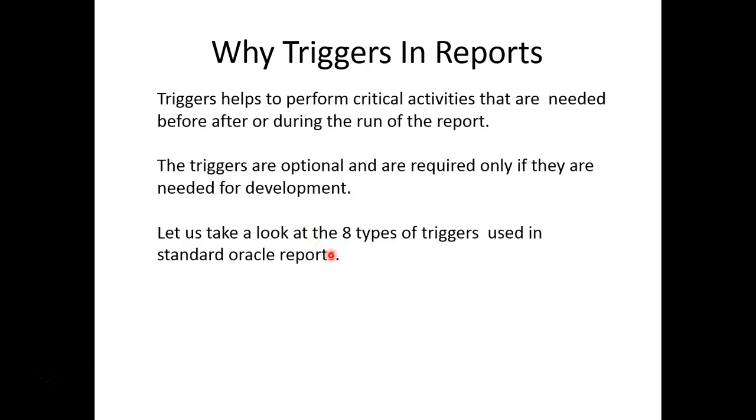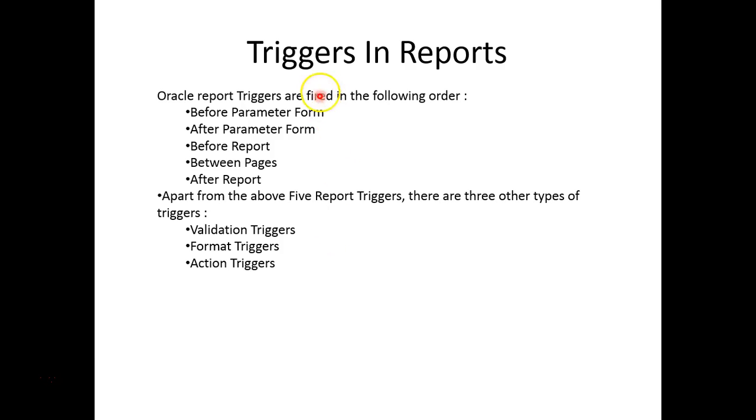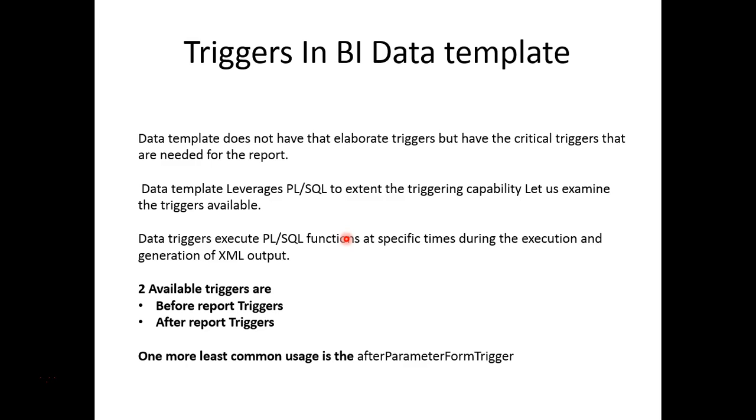So let's compare Oracle standard reports to BI Publisher based data templates. The triggers in the standard Oracle RDF based report, we have 5 basic triggers and three additional triggers. The main triggers that are used in the reports are before and after, validation triggers, format trigger, and action trigger. So let's compare what we have in the BI Publisher data template.